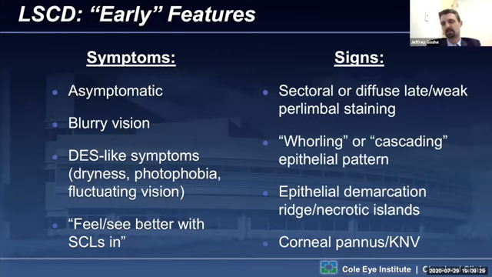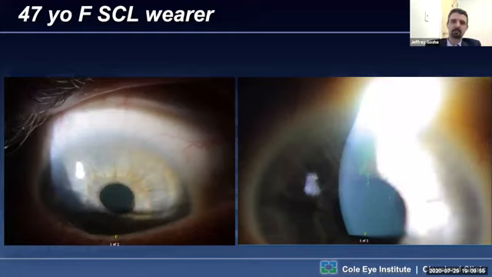So the signs are going to be the things you're more familiar with, assessing with the fluorescein pattern, such as that diffuse, which is often sectoral initially, perilimbal or cascading appearance, which often has a whirling or kind of a dysfunctional wandering appearance of the epithelium. You can sometimes see demarcation ridges or even islands of necrotic cells, depending on where they get isolated, and then the progressive conjunctivalization or pannus of the periphery in more advanced cases. So I'm going to go through a couple of examples here.